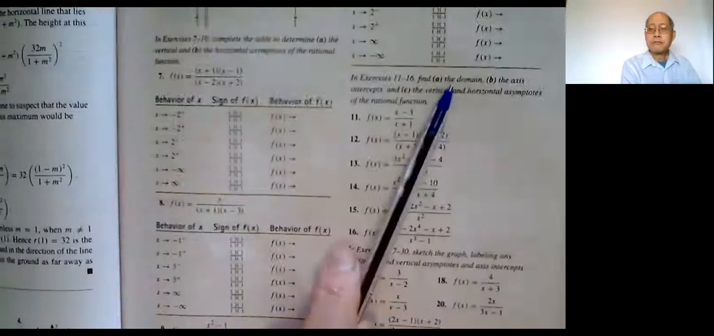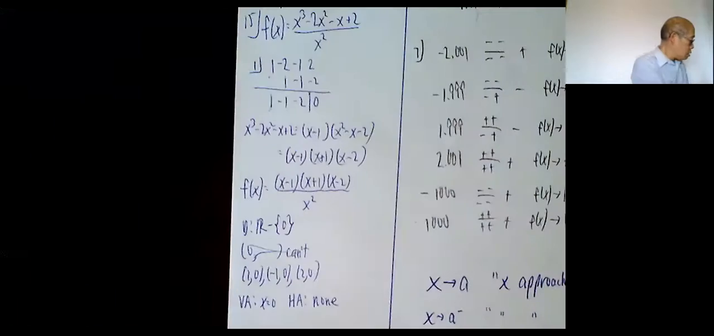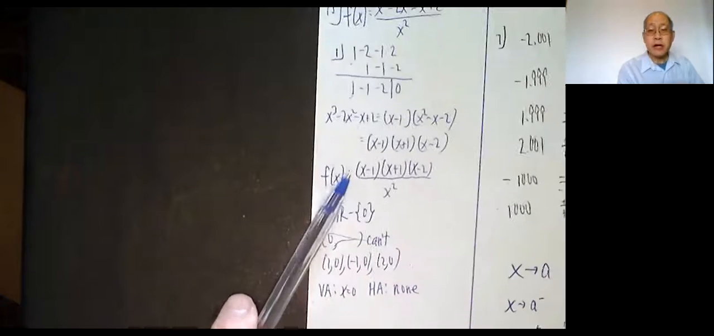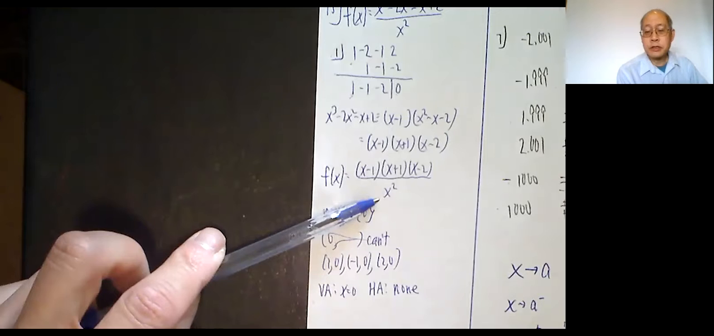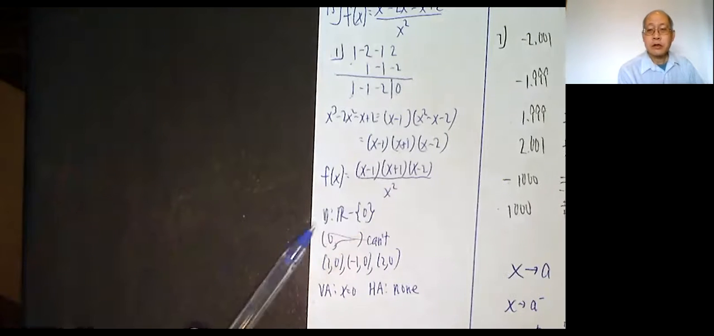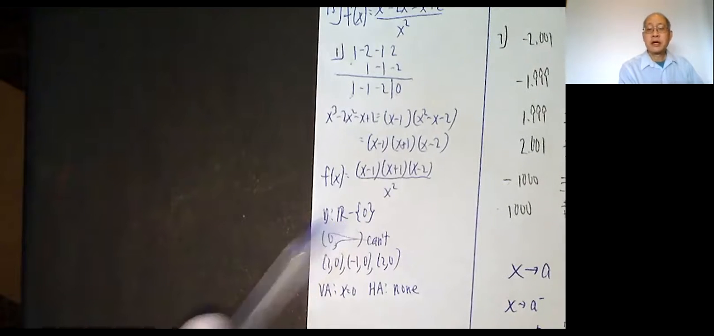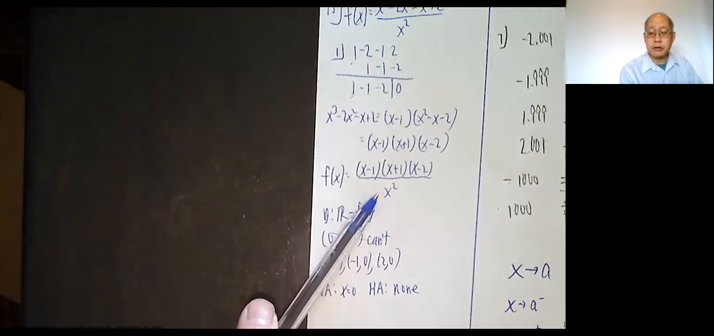Okay, so let's look again at the directions: domain, intercept, asymptote. Domain: what's not allowed? 0. So all real numbers minus 0. Intercept: x equals 0, you can't. So there's no y-intercept because x equals 0 is not allowed.